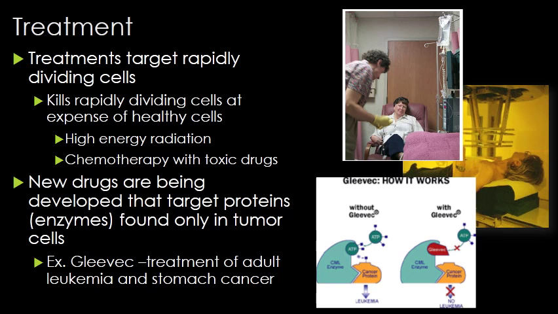Targeted therapy is becoming much more common. New drugs are being developed to target proteins specifically part of tumor cells. For example, Gleevec, which is one that's used to treat adult leukemia and stomach cancer. So with a targeted therapy, you can kill the cancer cells without killing the person taking them. So this is where we're going in the future.